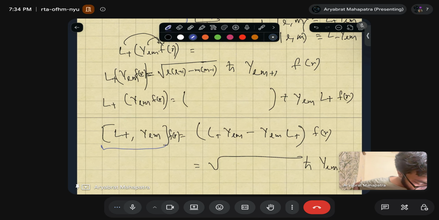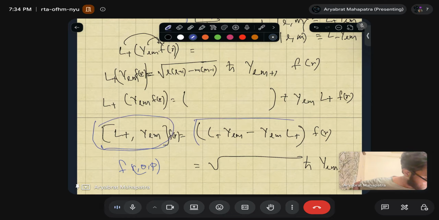So you don't need to know this when it acts on f of r. That actually saves you from knowing exactly what the expression of f of r theta phi is. And if you take this commutation, in this subtraction this term will cancel out. It is the term which contains this f of r, the additional term which you are getting, because you also have to do Y_lm with L plus.